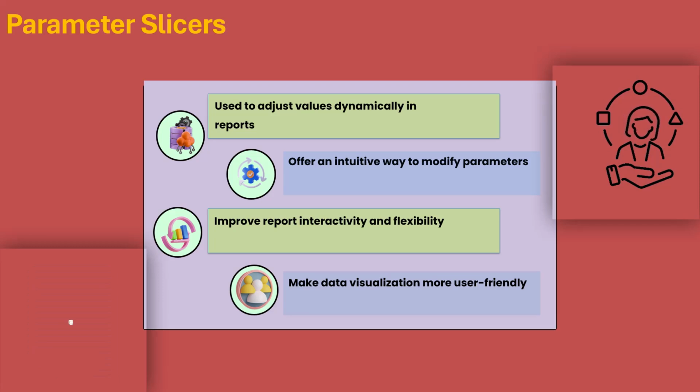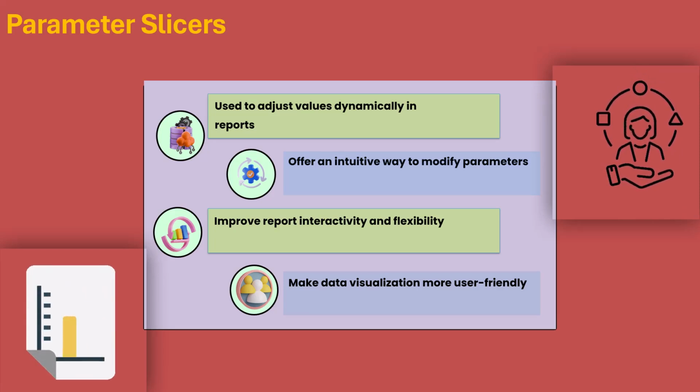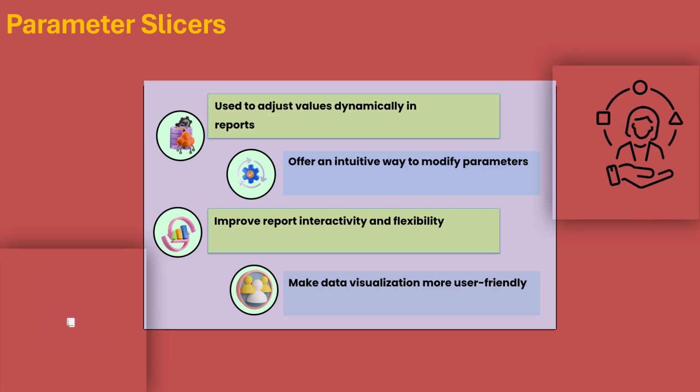Parameter slicers are the interactive touch that reports desperately need. Instead of rigid settings, you get flexible controls that adjust values on demand. Imagine making instant changes without diving into query logic. That's the dream. They turn static reports into engaging, dynamic tools that users actually enjoy working with.